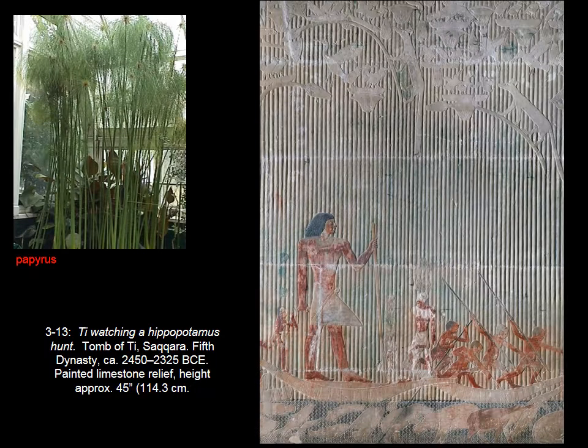So for example, if I show you a significantly later object from the 5th dynasty, so this is centuries later, you'll see the same basic conventions. This is called Ch3 watching a hippopotamus hunt. Now Ch3 is not a pharaoh. In the 5th dynasty there was an interesting phenomenon.